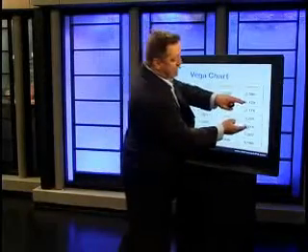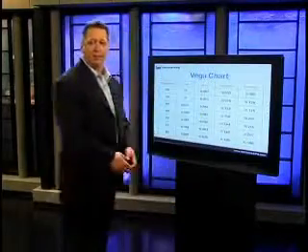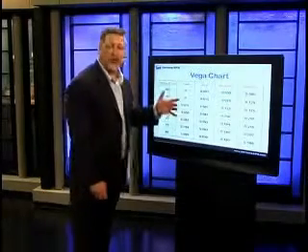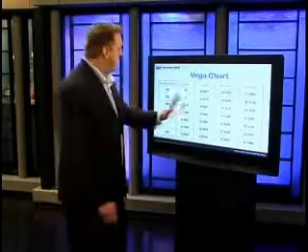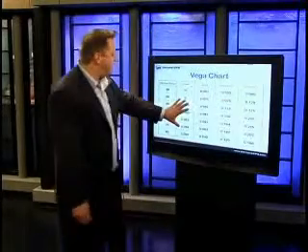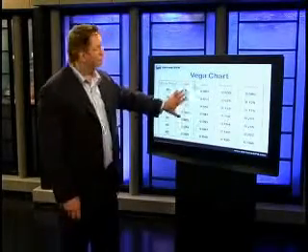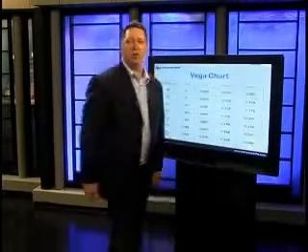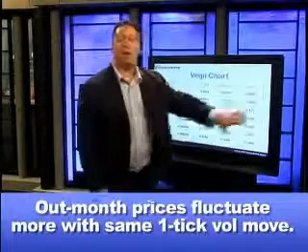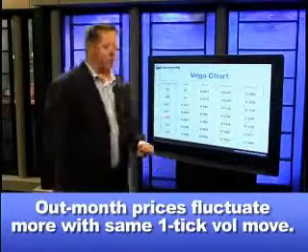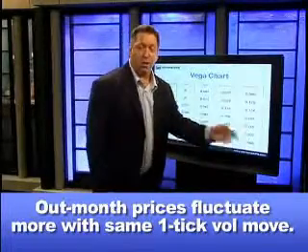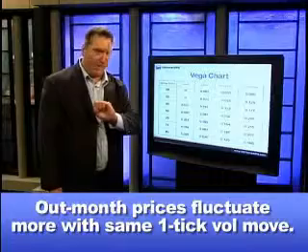Because when I increase the vol in the out months, the range gets dramatically bigger. If I increase the vol in the front months, the range will get bigger, but not dramatically, because it's an annualized number. These months will see, June, that front month, will see 1/12 of the increase of range that January would see. Thus, the options out here have to be that much more sensitive to movements in volatility. Their price will fluctuate more with the same one-tick movement in volatility.